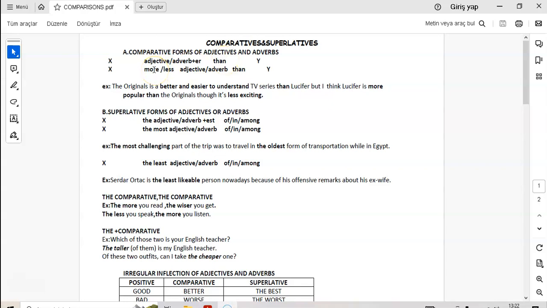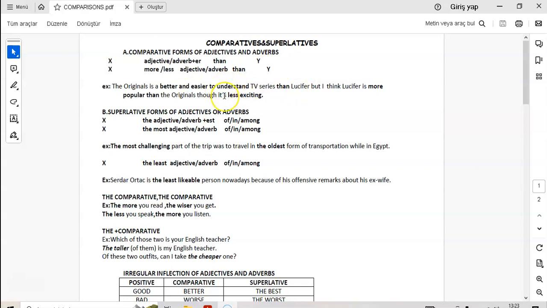But if you have an adjective or adverb with more than two syllables, like popular and exciting, you use more, then the adjective or adverb as it is, and then you use than and continue the statement. For example, you say, the Originals is a better and easier to understand TV series than Lucifer, but I think Lucifer is more popular than the Originals.